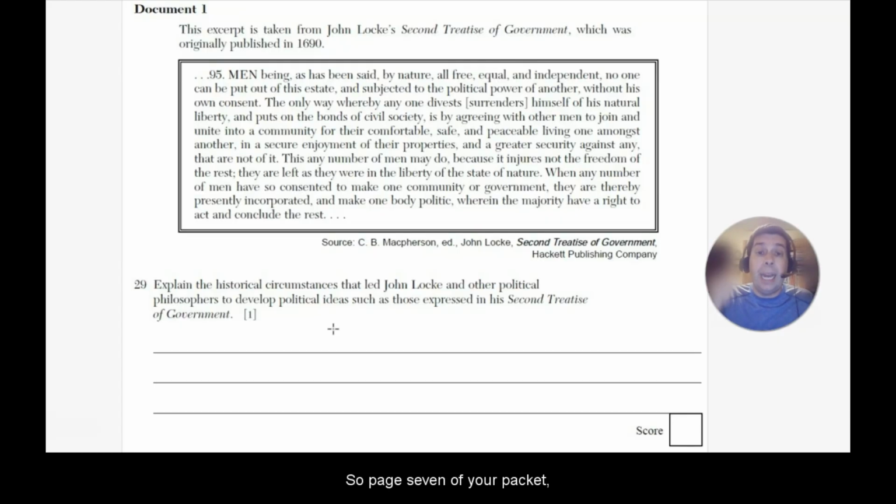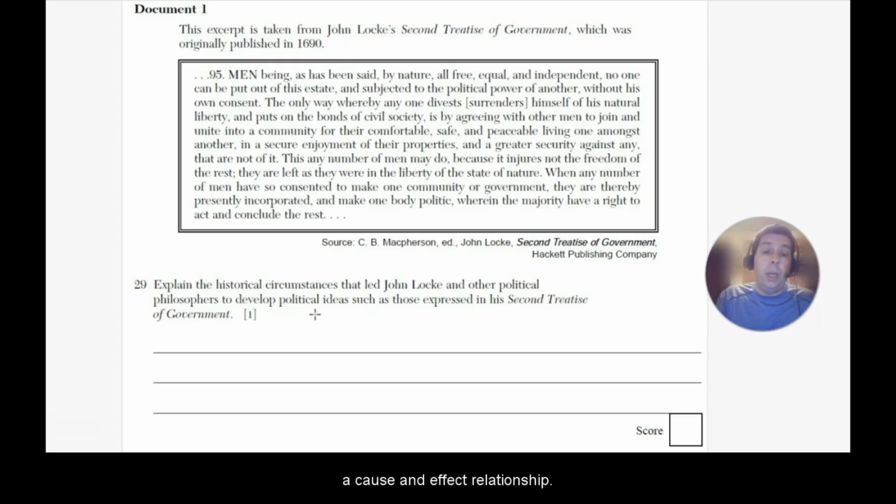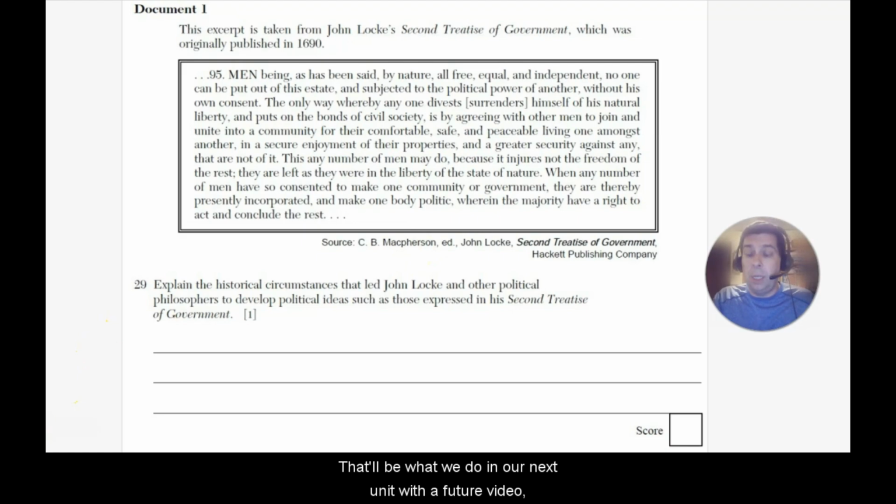So page 7 of your packet, I would do that right now as you watch this video or after you watch this video, and we'll be taking this in our next unit and creating a complete document set with the French Revolution in a cause and effect relationship. That'll be what we do in our next unit with a future video, which I will eventually, once it's created, link in this video if you are watching this on YouTube.